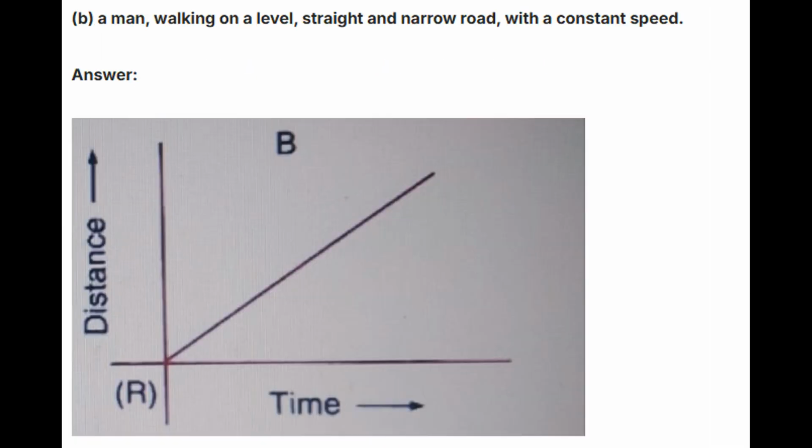B. A man walking on a level, straight and narrow road with a constant speed. This is a graph. Explanation. The man walks at a steady, unchanging speed. This means he covers the same amount of distance every second. Graph B. An inclined straight line shows this uniform change. As more time passes, the distance increases proportionally. The constant slope shows his constant speed.